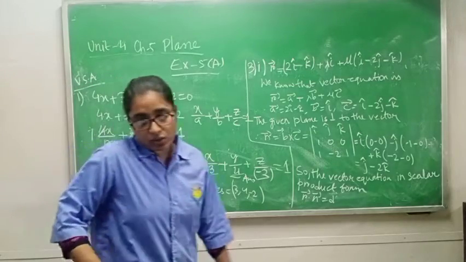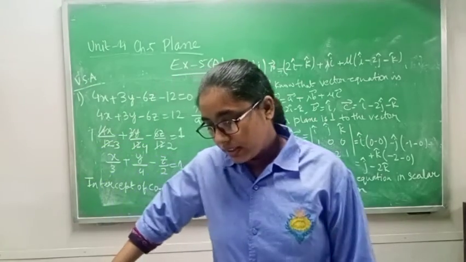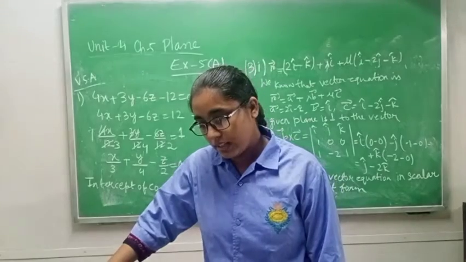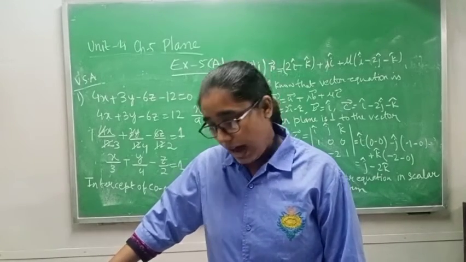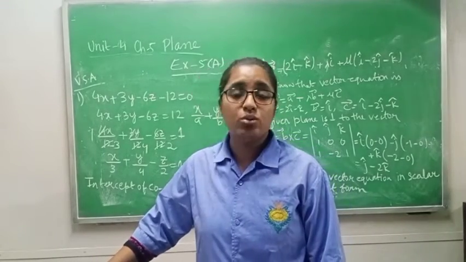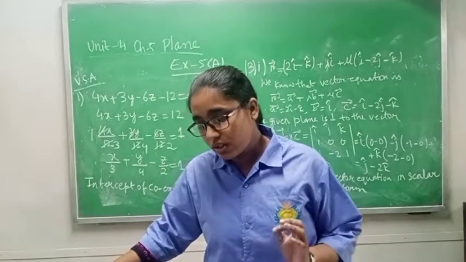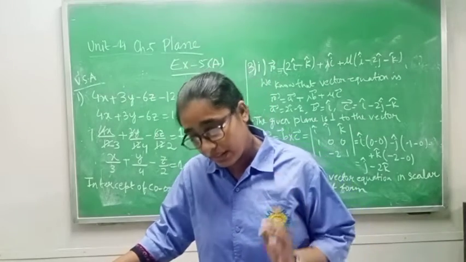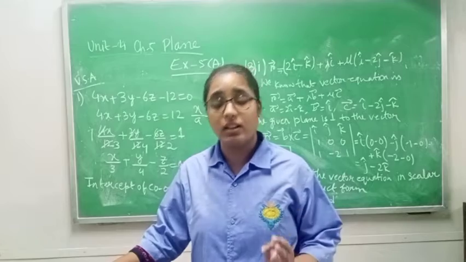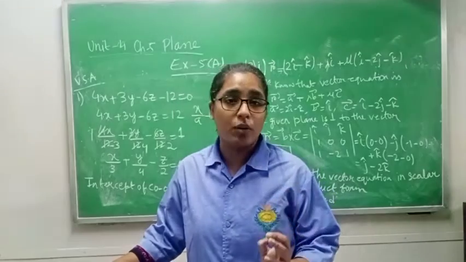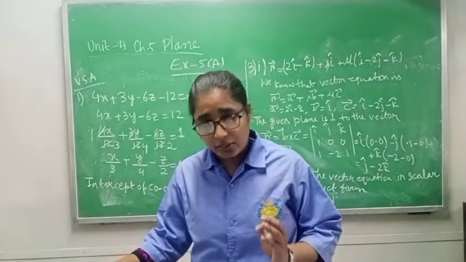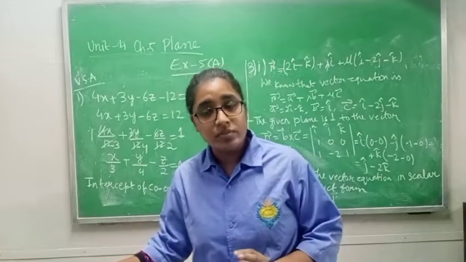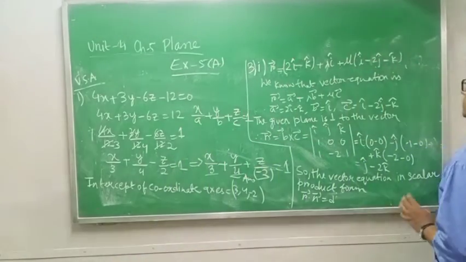Now read question number 3. Find the vector equation of the following planes in scalar product form r vector dot n vector equals d. So one equation is given to you. You have to find the vector equation of the following in scalar product form, which is r vector dot n vector equals d. Okay. Now how will you do this?